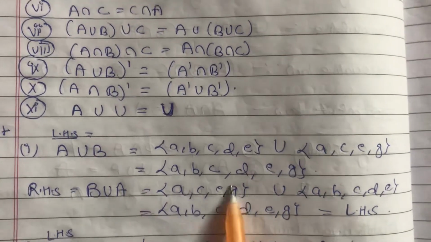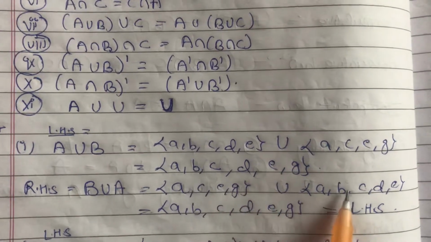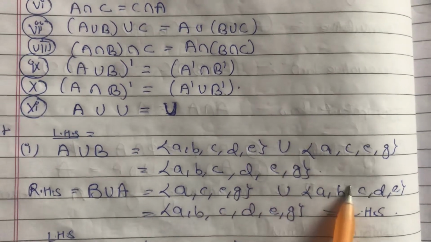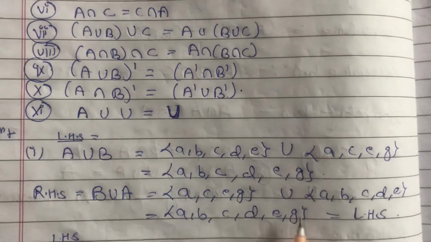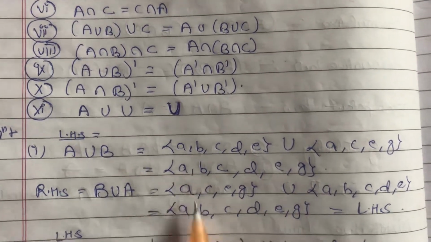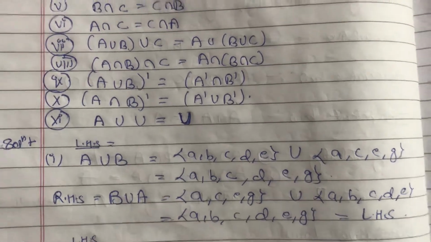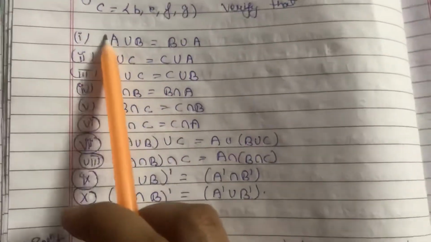So on solving B union A, again I'll list all the elements which are present in either A or in B, without any repetition. So I'll list down all the elements. When I write it, I'll see that LHS is equal to RHS. Therefore, A union B is equal to B union A. So I have proved this one.